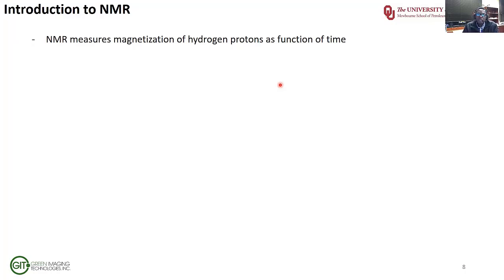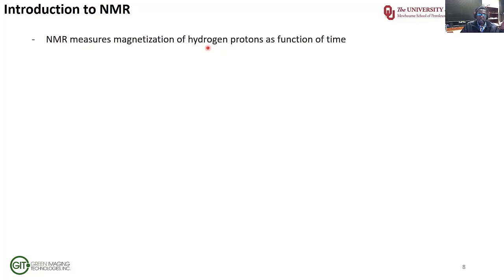But in a nutshell, if we want to understand what NMR really measures, all that NMR is doing is measuring magnetization of hydrogen protons as a function of time. That is literally all that NMR does. And one thing that's important is that with oil field NMR applications, we only look at hydrogen, right? So a fluid that does not have hydrogen will be invisible to oil field NMR. So something like CO2 or nitrogen will not be visible, right?